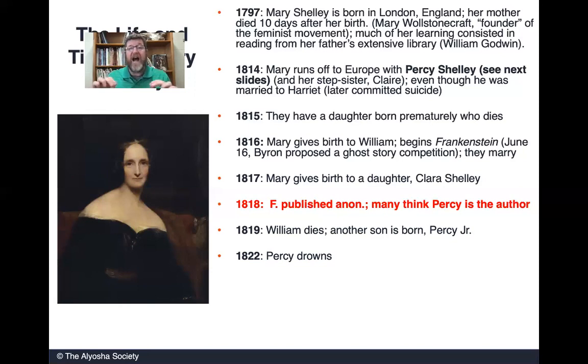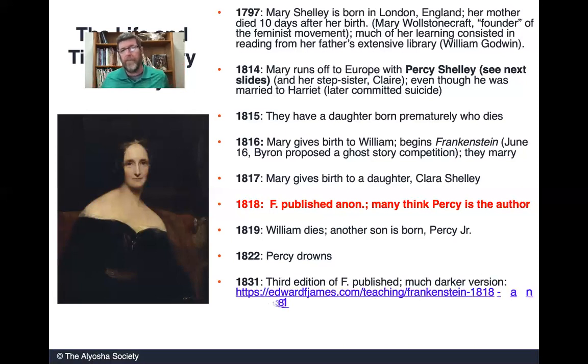She's 25 years old. She has already lost 2 children. She's already given birth to multiple children. She's published a work that will become one of the most well-known works of the 19th century and beyond. And her husband dies in a tragic boating accident. 25 years old. Now, about a decade later, she published a revised version of Frankenstein.